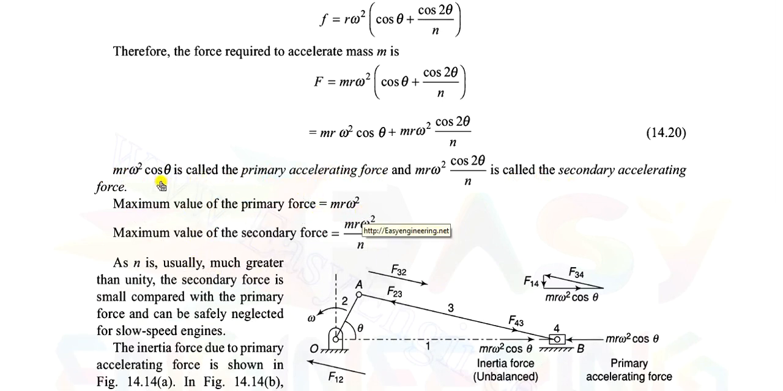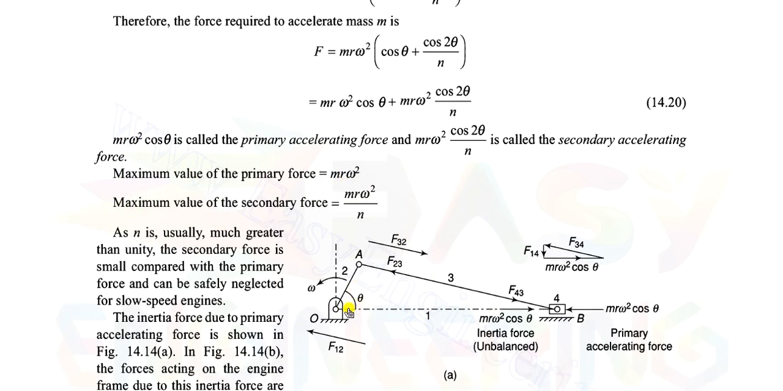In that case cos theta becomes 1, so cos theta is equal to 1 when theta is equal to 0. And when theta is equal to 180, it will become negative, but only the direction will change. The magnitude will be mr omega square, so we have to consider both points. Theta equal to 0 means the piston is at one extreme position, and theta equal to 180 means the piston is at the other extreme position. The maximum value of the secondary force is mr omega square.